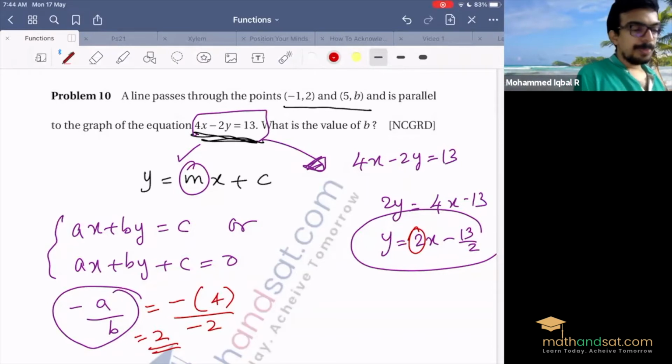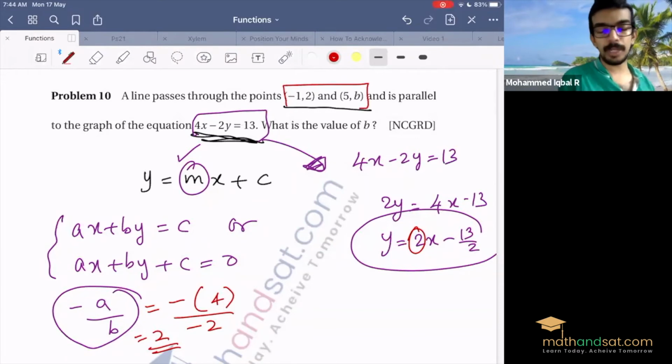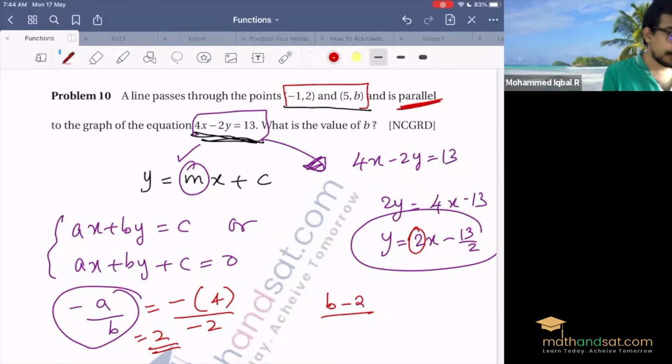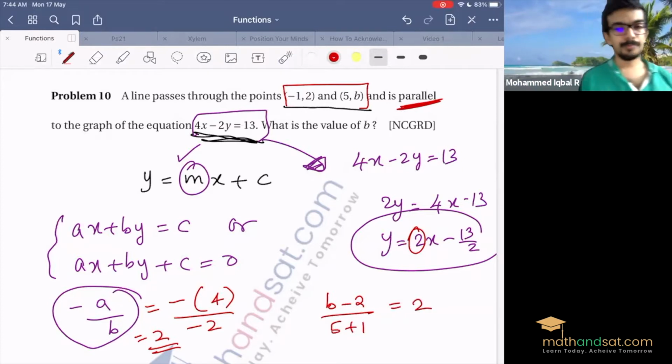And the required line passes through these 2 points. So from that, you can find the slope of the required line. The slope of the required line and the slope of the given line should be the same because they are parallel. So from that, we have b minus 2 over 5 minus minus 1, which is 5 plus 1. That is equal to 2.